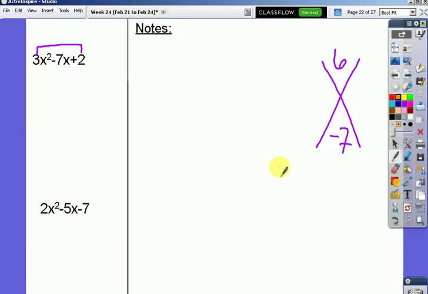See how far you get with that while I run and go. What P and Q did you get? Negative 6 and negative 1. At least we can get there so far. That's good.